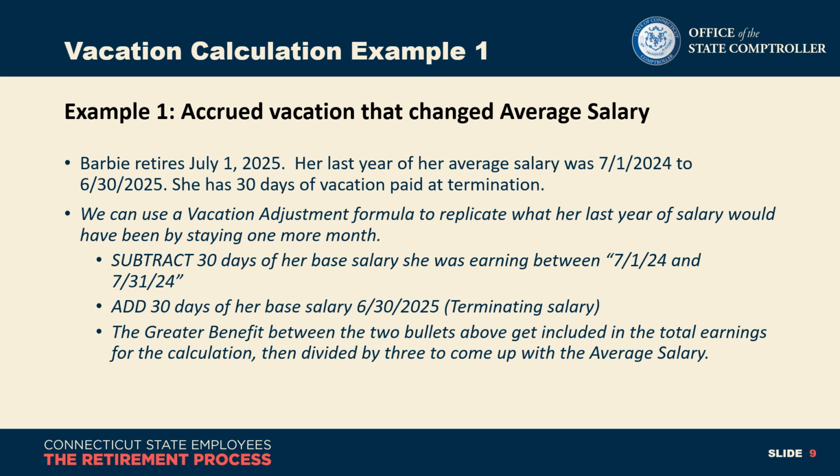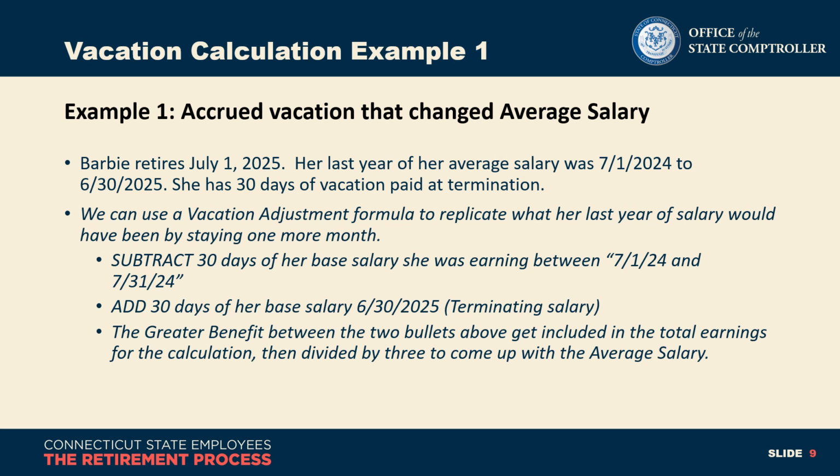Let's use an example. Say I have a new retiree named Barbie, who retired July 1st. She had 30 days of vacation paid to her, and her last paycheck was part of her 3 high years. Her last year was calculated using the earnings from July 1st of the previous year up to June 30th, the day before she retired. The additional 30 days of earnings cannot be added to the average salary since the average salary for Barbie's tier is limited to no more than 3 12-month periods.